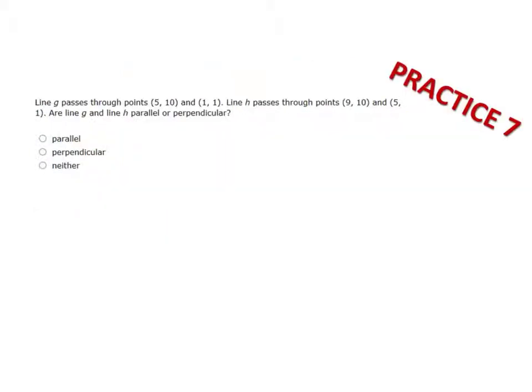And your final problem says line G passes through the points (5, 10) and (1, 1). Line H passes through points (9, 10) and (5, 1). Are line G and line H parallel, perpendicular, or neither?